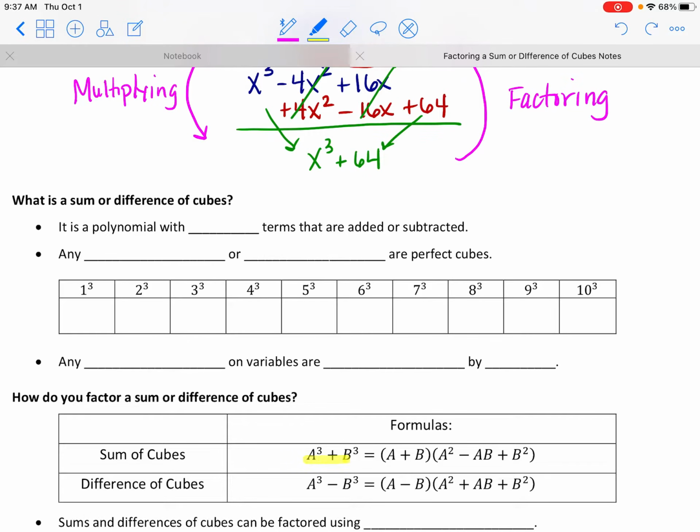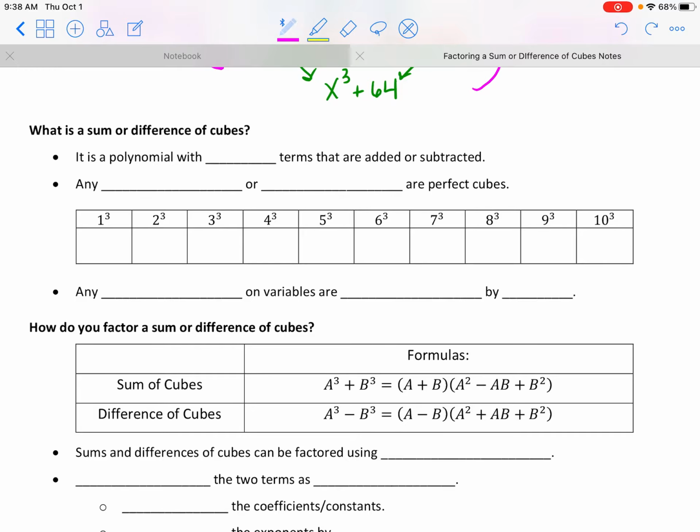We do have a formula established when we have a sum of cubes. We do have a formula established when we have a difference of cubes. But in order to use the formula, we have to make sure we can identify a sum or difference of cubes. So what does it mean to be a sum or difference of cubes? Well, we have 3 criteria, just like when we looked at our difference of squares. Still looking for 2 terms, but this time it doesn't matter if they're being added or subtracted. Like the difference of squares, it had to be a difference. Here it can be a sum or a difference. And then instead of our coefficients and constants being perfect squares, this time our coefficients and constants need to be perfect cubes.